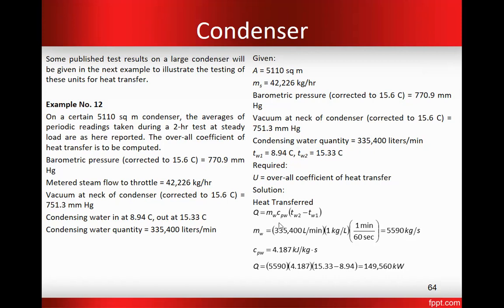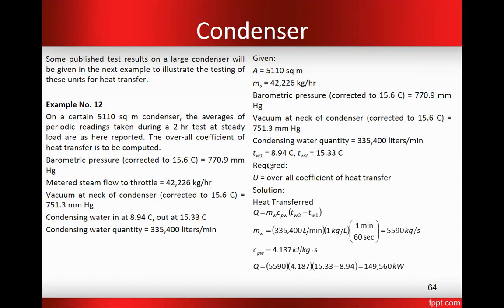Solution. The formula for heat transport is Q is equal to M sub W times C PW times TW2 minus TW1. So M sub W, ito pala yun, 335,400 liters per minute. So convert per second. This is 1 kilogram per liter times 1 minute over 60 is 5590 kilogram per second. This is to assume na ang density ng water is 1 kilogram per liter.